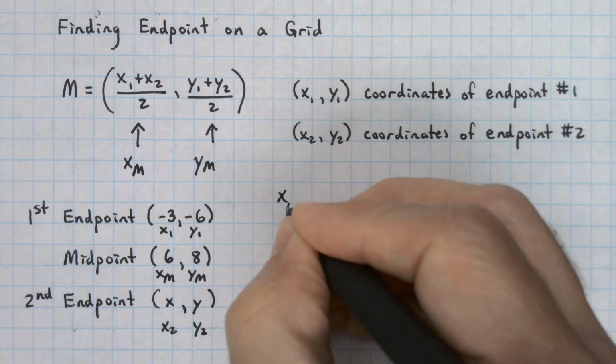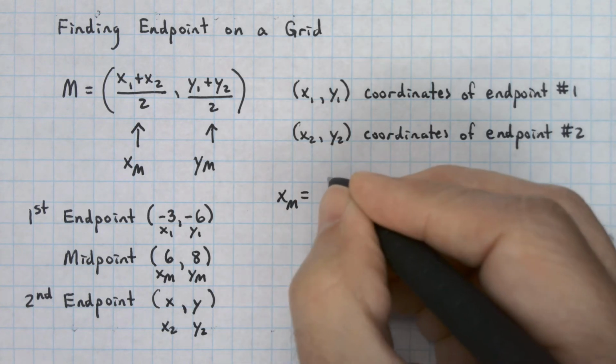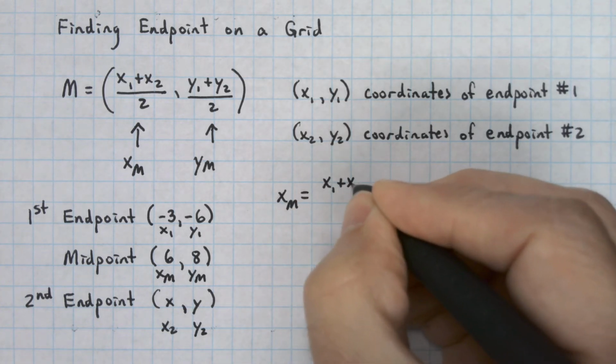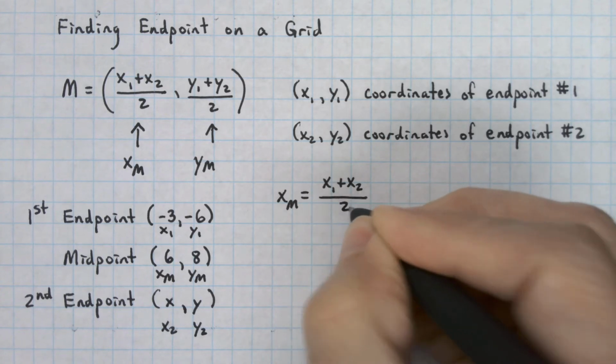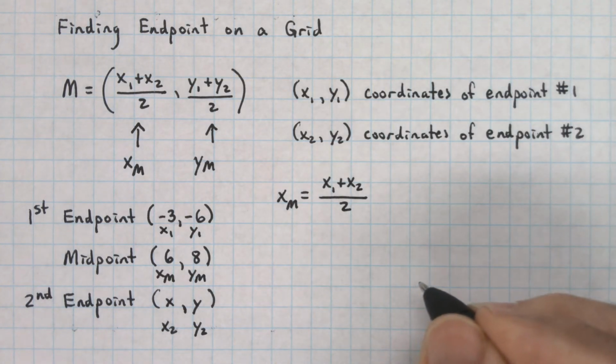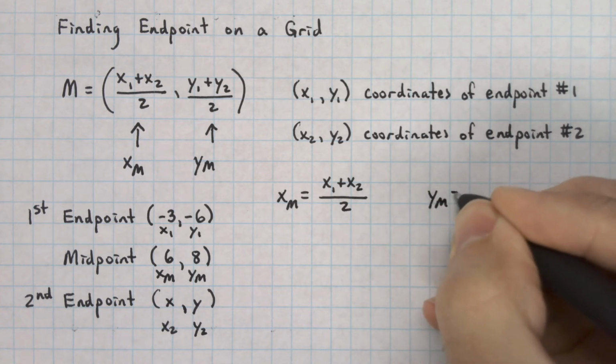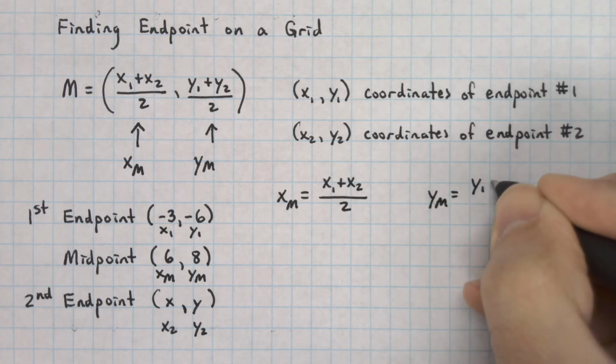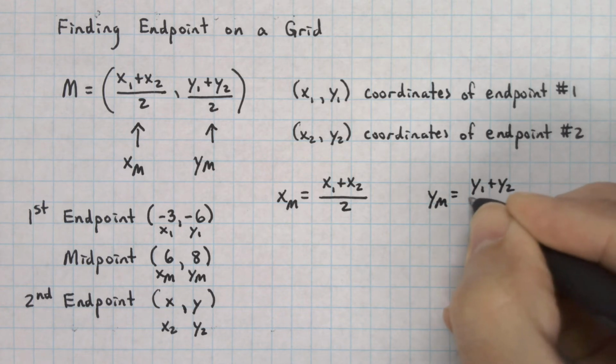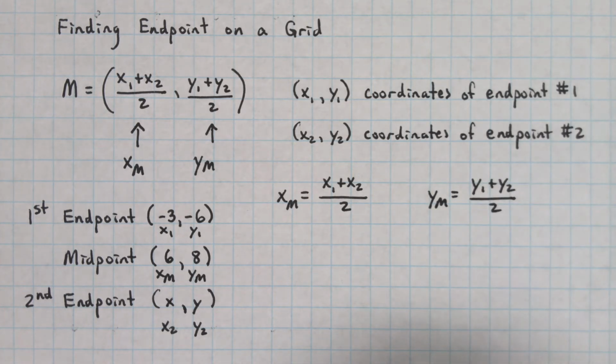The x-coordinate of the midpoint comes from the x's from the ends added together and divided by 2. The y-coordinate for the midpoint comes from the y's of the endpoints added together and divided by 2.